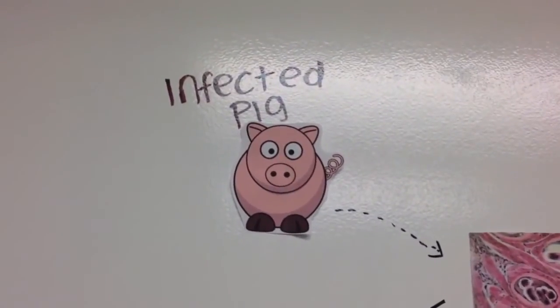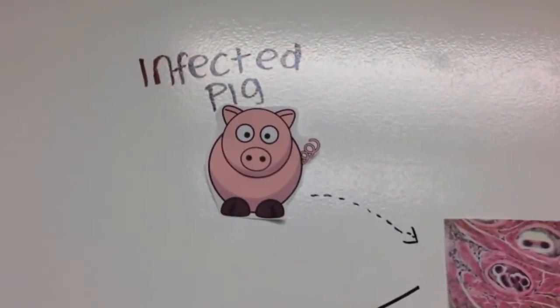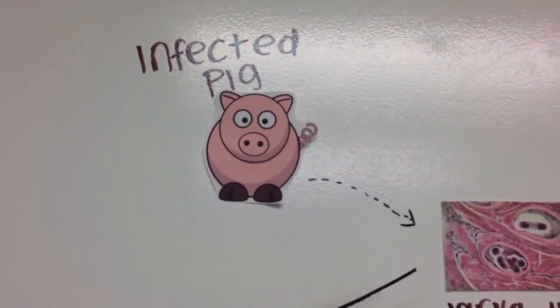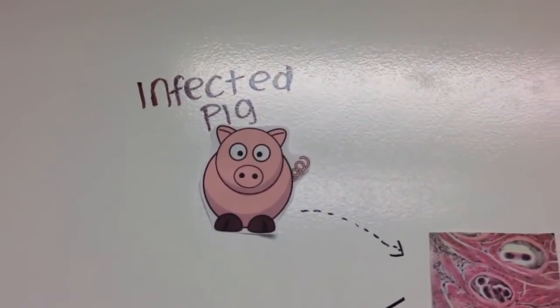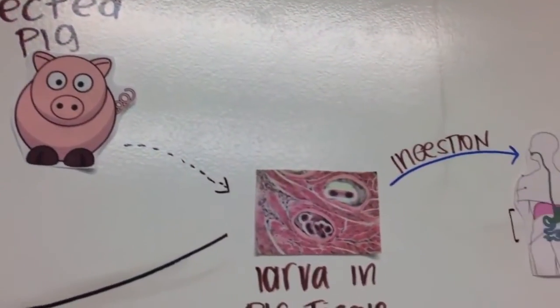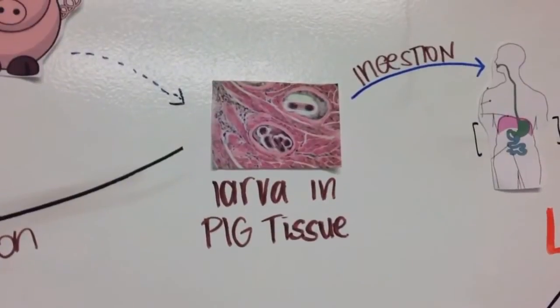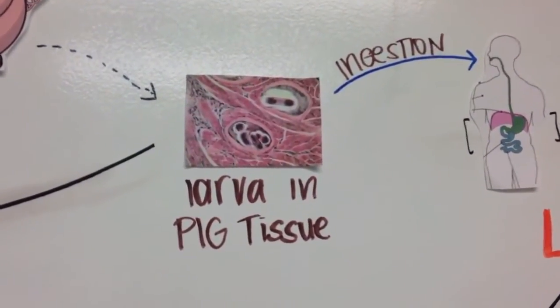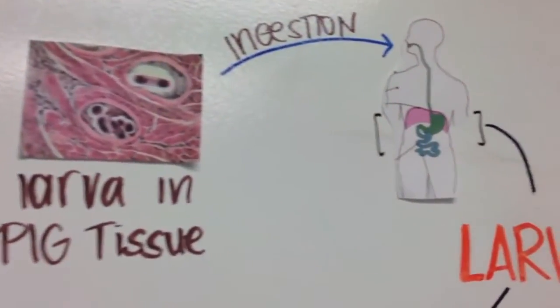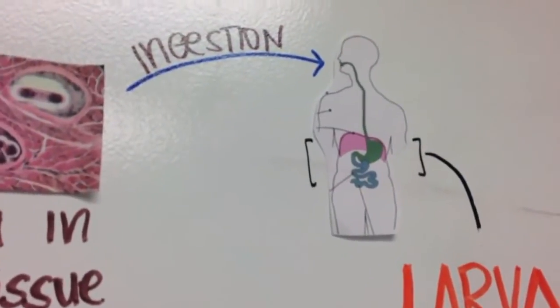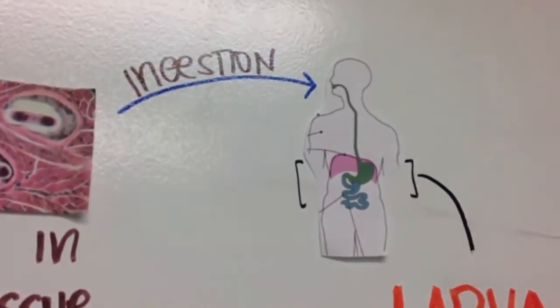Pigs become infected with trichinella when they eat infectious cysts in raw meat. Eventually the worms will encyst in the skeletal muscle cells of the pig, waiting to be eaten by the next host. The next hosts, in this case humans, become infected when they eat undercooked pork.